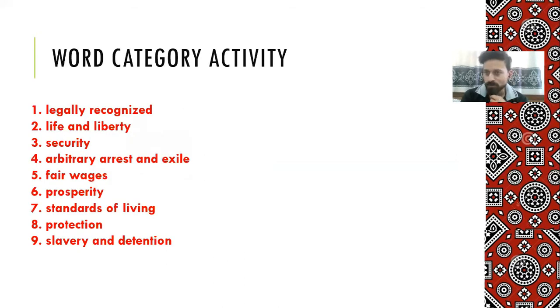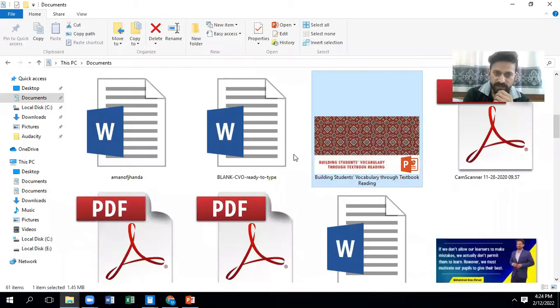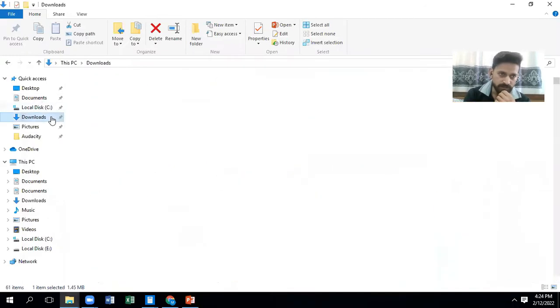So let's move on to another technique here. It's the putting the word in the right category technique. So we have 9 words. I have selected these 9 words from one of the textbooks of the syntax book board. These words are coming from a social studies chapter. So let me show you the social studies chapter as well, so that you have an idea what is going on here.